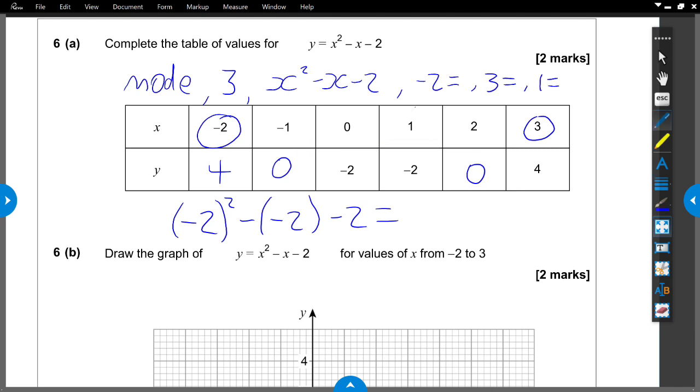Just to get out of table mode, we don't want to be stuck in there. You press mode again, and then press 1. That gets you back to normal calculation mode. It's very important. You don't want to get stuck in table mode.